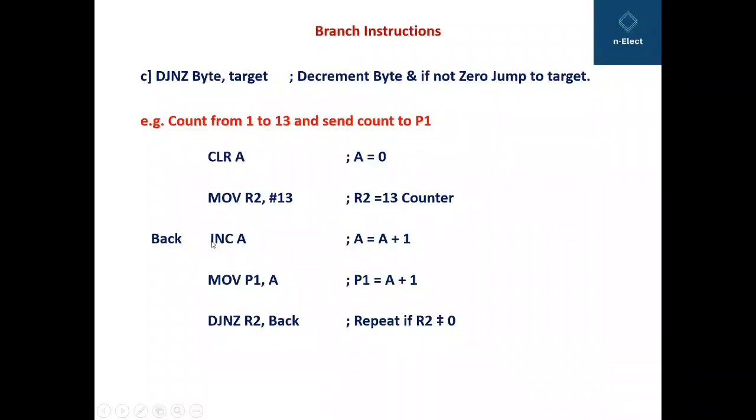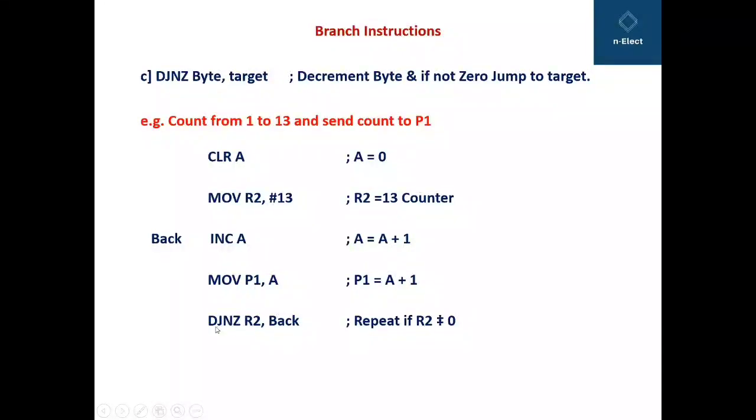The loop's first instruction is INC A, that is, increment the contents of the accumulator. Initially we cleared the accumulator, so the accumulator contents were 0. After incrementing, A will be equal to A plus 1, that is, the accumulator will have value 1 after execution of this instruction. Then MOV P1, A, so the accumulator content, that is 1, will be brought into port 1.